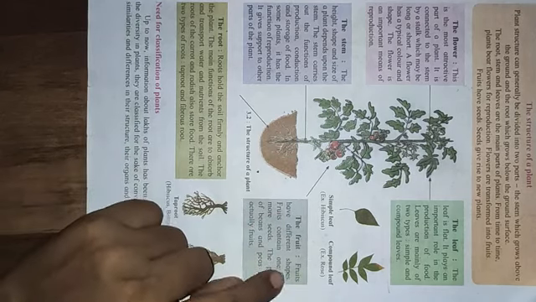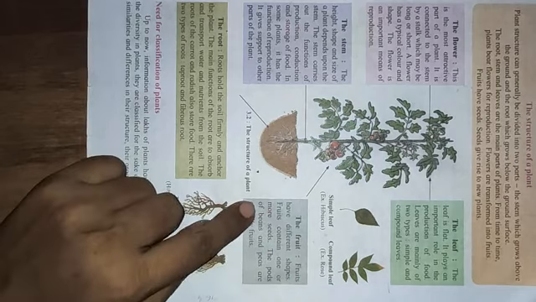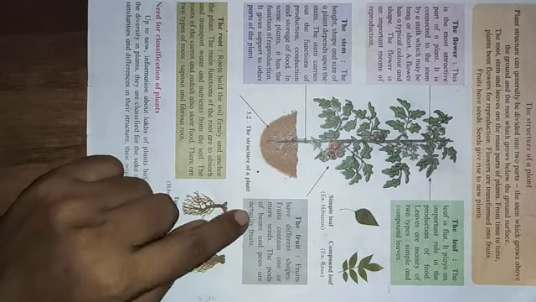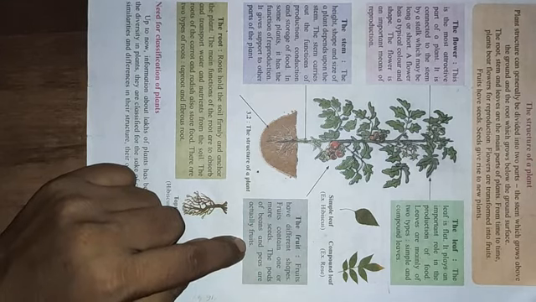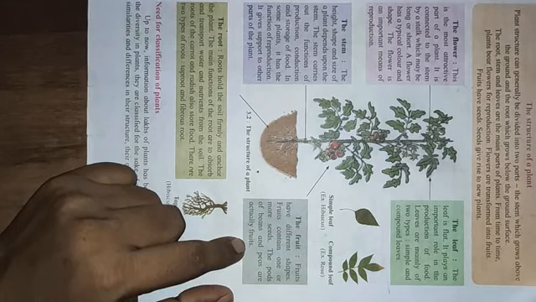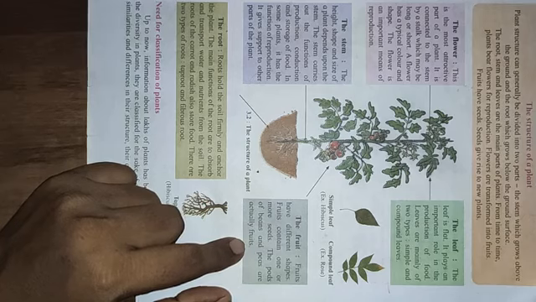Fruits have different shapes. A fruit contains one or more seeds. The pods of beans and peas are actually fruits. Some fruits have many seeds, some have fewer. Like guava has many seeds, and mango has one seed.